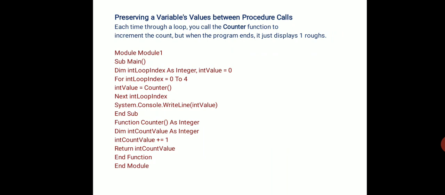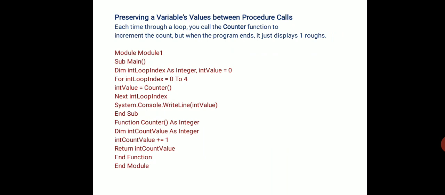See here the program: intLoopIndex As Integer, intValue = 0. intLoopIndex is one variable declared using the Dim keyword. So here For intLoopIndex = 0 To 4, intValue = Counter, Next intLoopIndex, System.Console.WriteLine(intValue). See here the for loop, intLoopIndex equal to 0 to 4, so the for loop will execute 5 times.